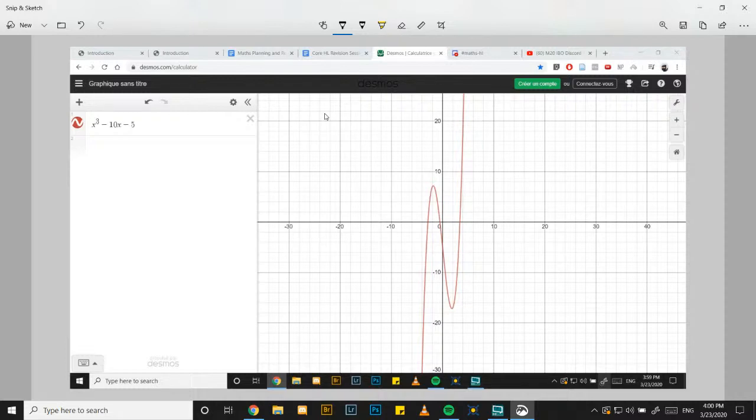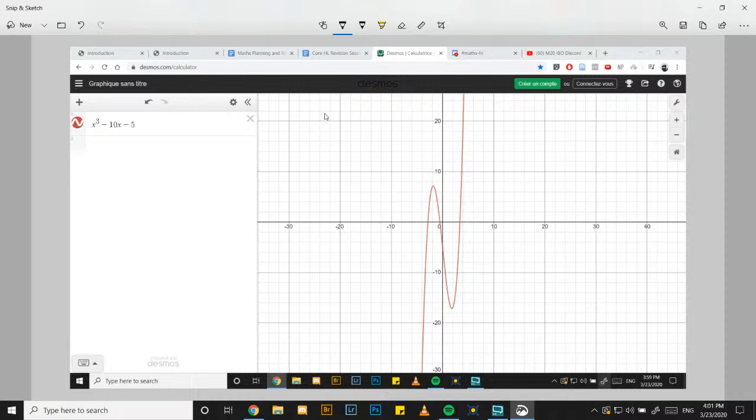And for HL, there's probably going to be a lot harder content for inflection points, so you will have to be testing the points to the left and right at that stage. And if it gets too complicated, you'll have to know how to use it with your calculator.